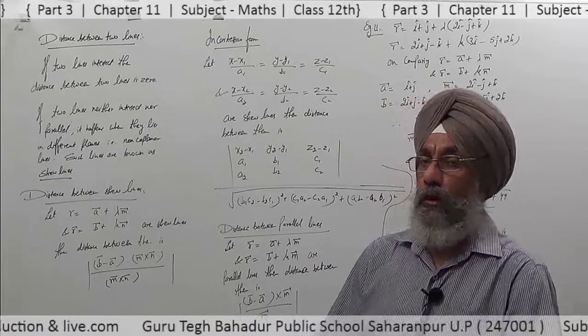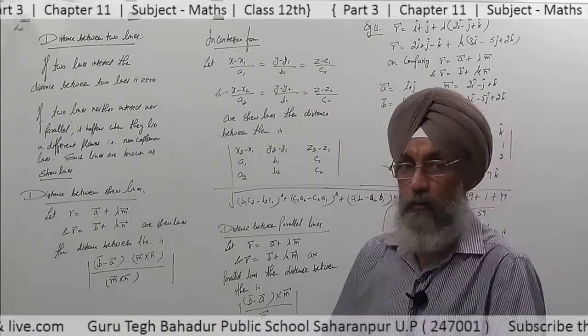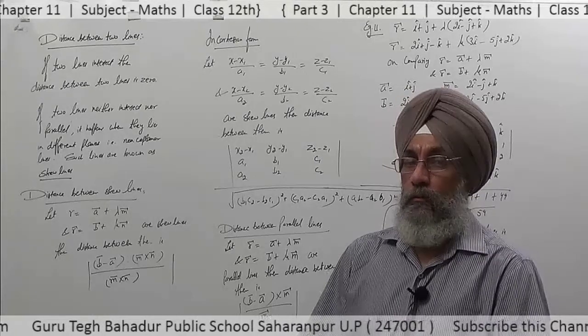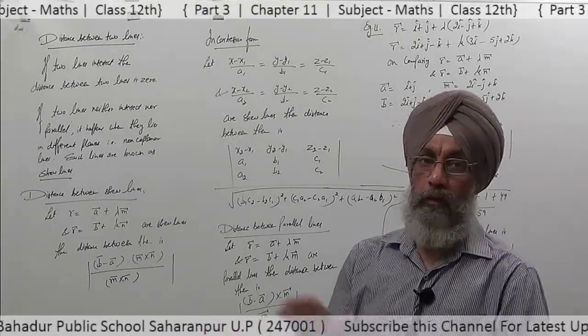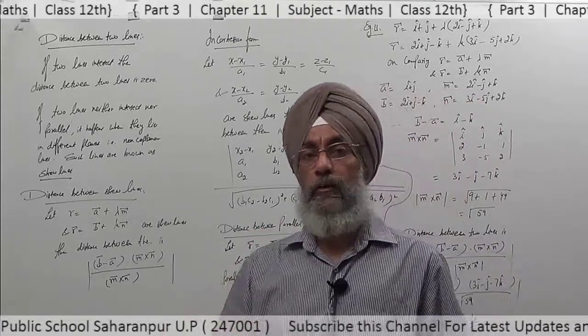Now, if the two lines lie in the same plane, you know the meaning of the plane. There are three planes in which this room is made, that is the xz plane, yz plane and xy plane.